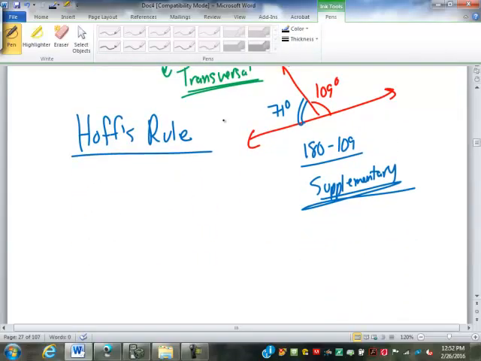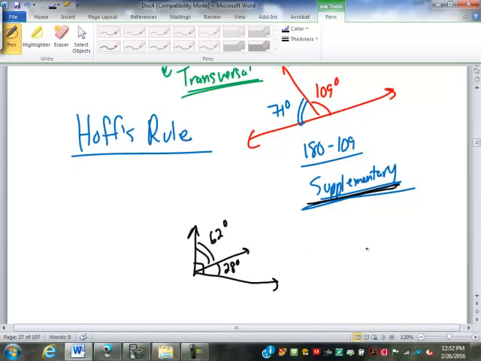Now, of course, along with supplementary, we could have two angles that add up to 90 degrees. Let's say this angle here is 28 degrees. What does this one here have to be? 62. Adds up to a right angle. This is supplementary.